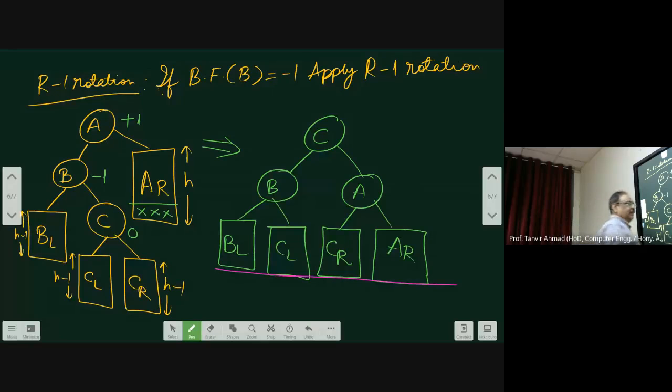Now let us check. What is the height of AR? It is h. No, sorry, h minus 1, since one got deleted. What is the height of CR? h minus 1. What is the height of CL? h minus 1. What is the height of BL? Again h minus 1. And what is the balance factor of this? 0. What is the balance factor of B? 0. Balance factor of A? 0.